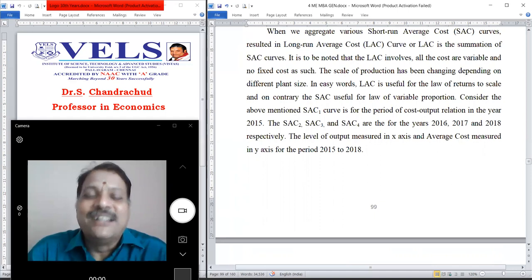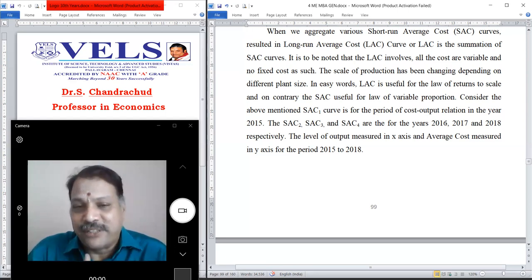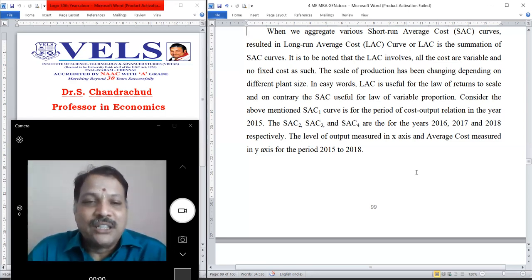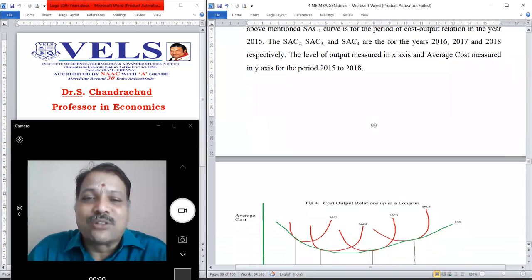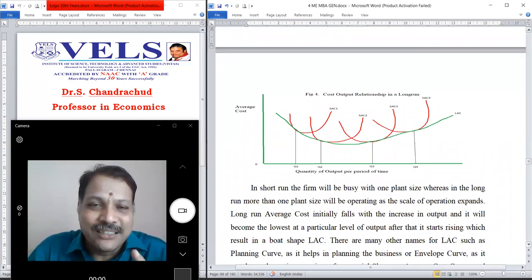Consider the above mentioned SAC1 curve for the period of cost output relation in the year 2015. SAC2, SAC3 and SAC4 are the short-run average cost curves for the years 2016, 17 and 18 respectively. The levels of output are measured on the x-axis and the average cost on the y-axis for the period 2015 to 18. You can see the diagram, there will be Q1, Q2, Q3, Q4 that will be measured. SAC 1 is 2015, SAC 2 is 2016, SAC 3 is 2017, and SAC 4 is 2018.